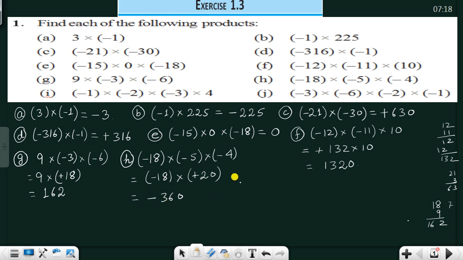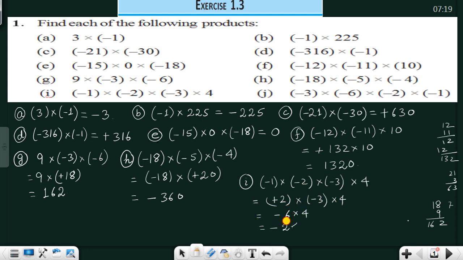Now question number I. Question number I, we are getting minus 1 into minus 2 into minus 3 into 4, right? You multiply these first two, that is minus into minus is plus, and 2 into 1 is 2. Now if we multiply it with minus 3 into 4, plus into minus is minus, 2 into 3 is 6 into 4, and plus into minus is minus, that is 24, and that is our answer.